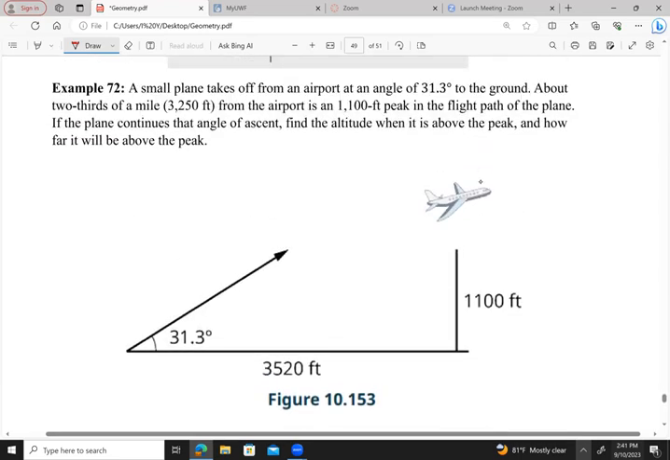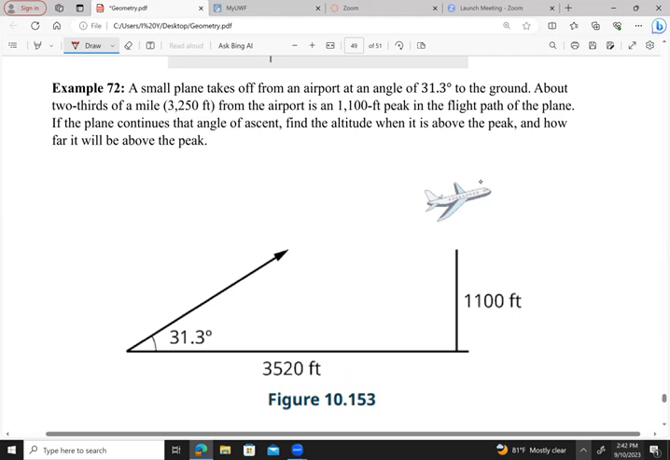Okay. A small plane takes off from an airport at an angle of 31.3 degrees to the ground. About two-thirds of a mile, 3,250 feet from the airport, is an 1,100-foot peak in the flight path of the plane. The plane continues at that angle of ascent. Find the altitude when it is above the peak. And how far will it be above the peak? So we need to know how high it is after. So here I have y.